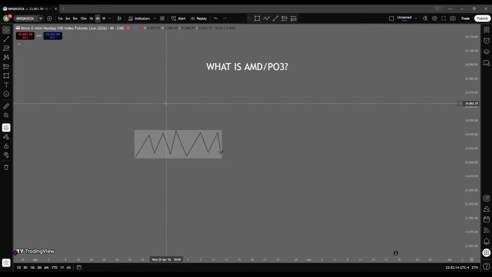So this is accumulation, aka consolidation, aka don't trade this. You should never trade during the chop. If we're chopping like this, you should not be trading this. Just rule number one. That's how you're going to save yourself a lot of headache, a lot of time.